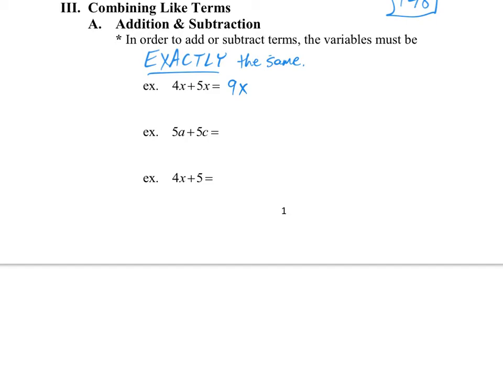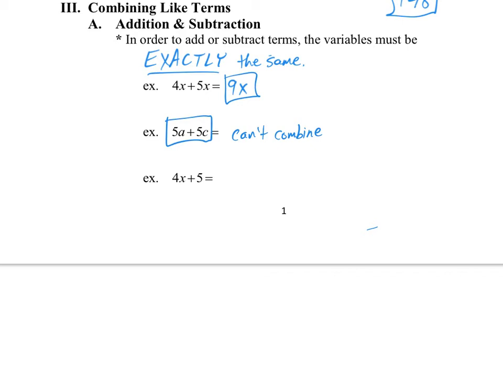5a plus 5c, this one here. Can we combine them? No. It'd be kind of like having 5 apples plus 5 carrots. You can't say you have 10 carpools or something. So for this one here, you can't combine. Or another way to look at it is this here, the 5a plus 5c, that's going to be your final answer. That is as simplified as you possibly could get.